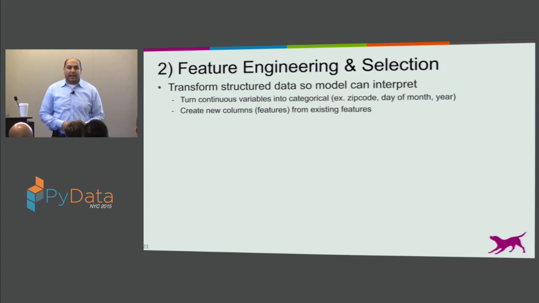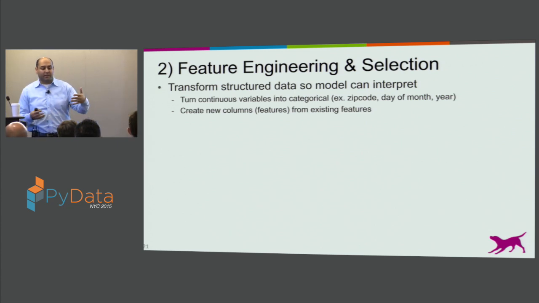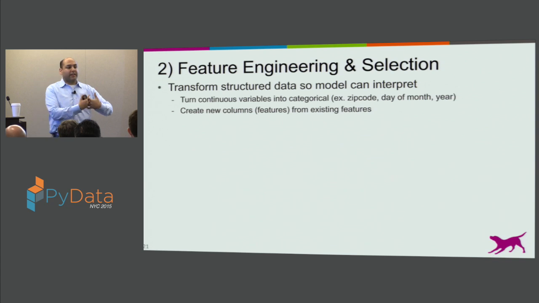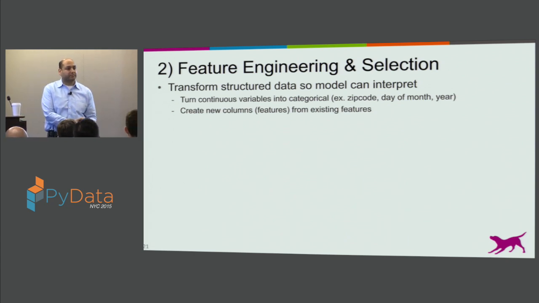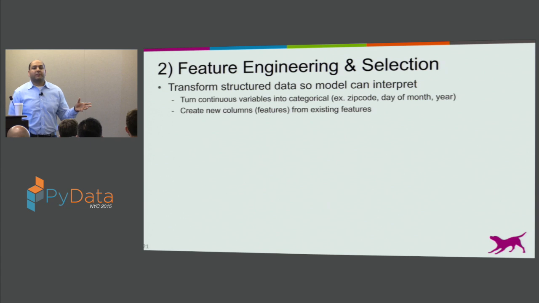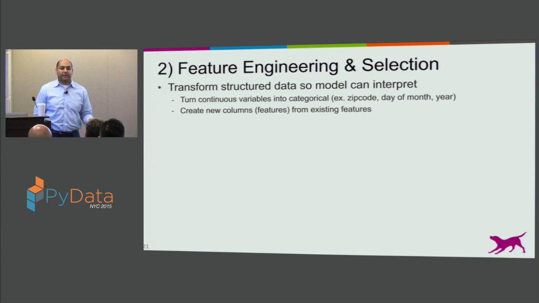So feature engineering, we're now on to step 2. This is transformation. And really these often go hand in hand, because the intent at the end of this step is to have the data ready for the model. At a high level, your goal with feature engineering and feature selection is to get your data set prepared so that the model can understand it.